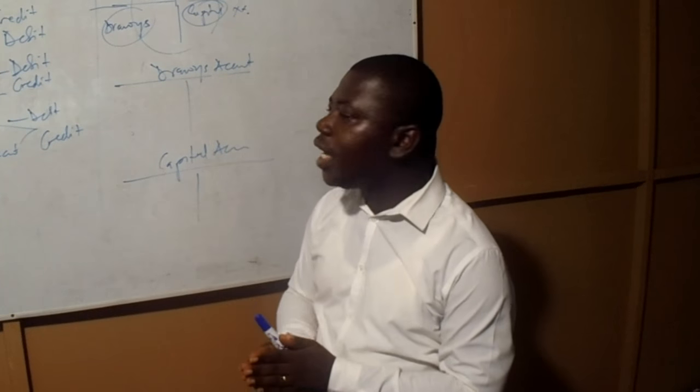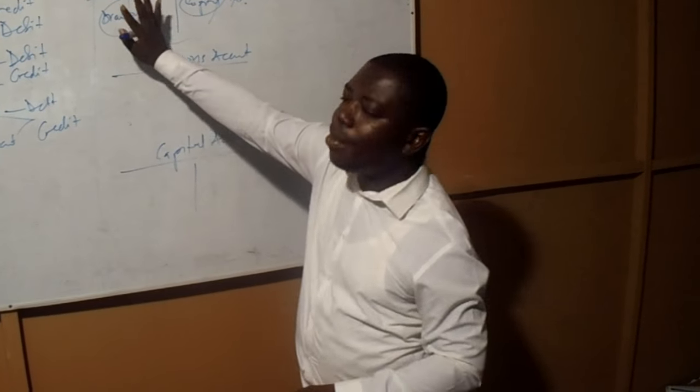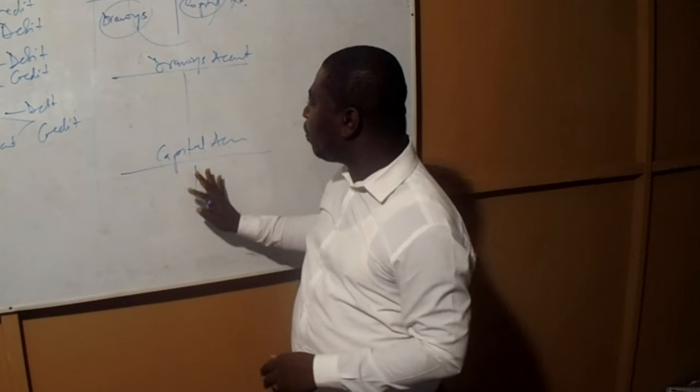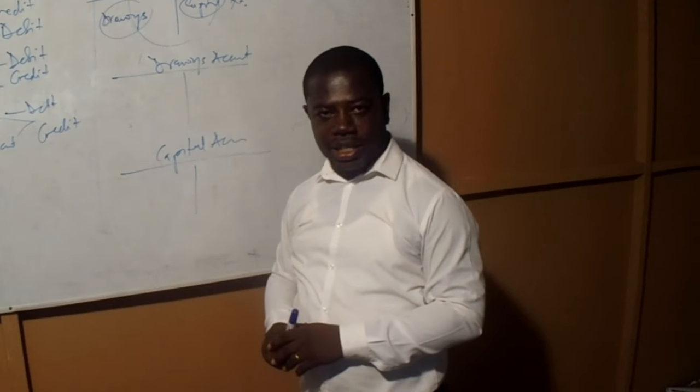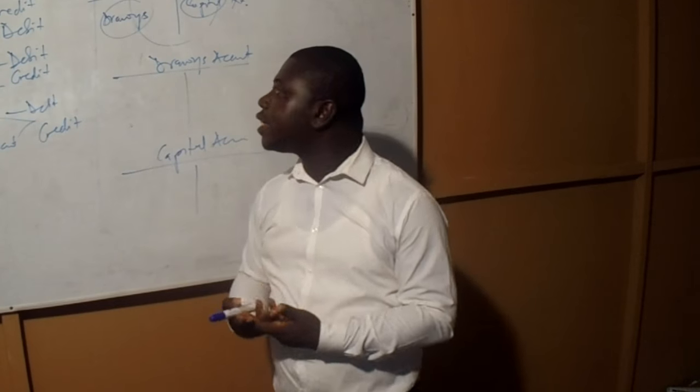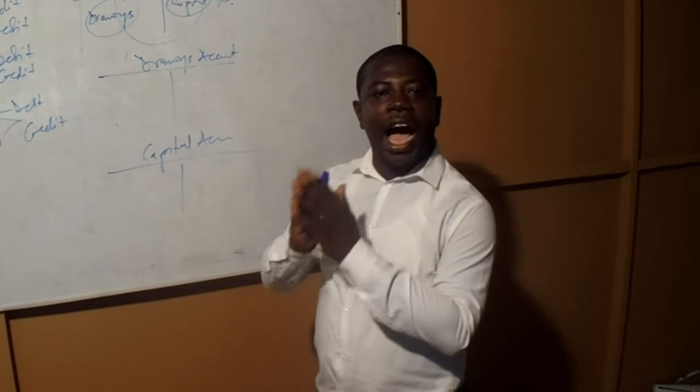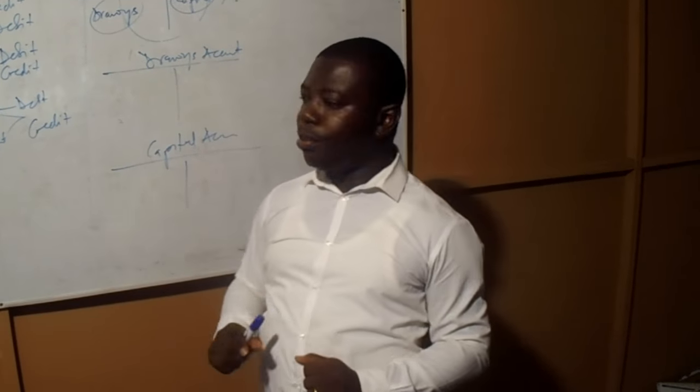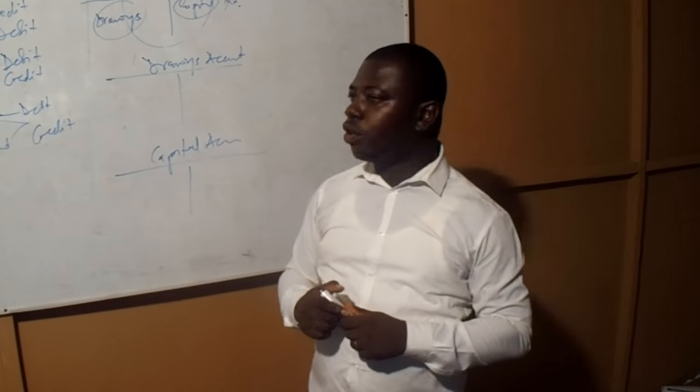So basically what we say is that drawings account is the debit side of the owner's account, and capital account is the credit side of the owner's account. And so what we are trying to say is that drawings and capital are both personal accounts because they reflect the personal account of the owner.